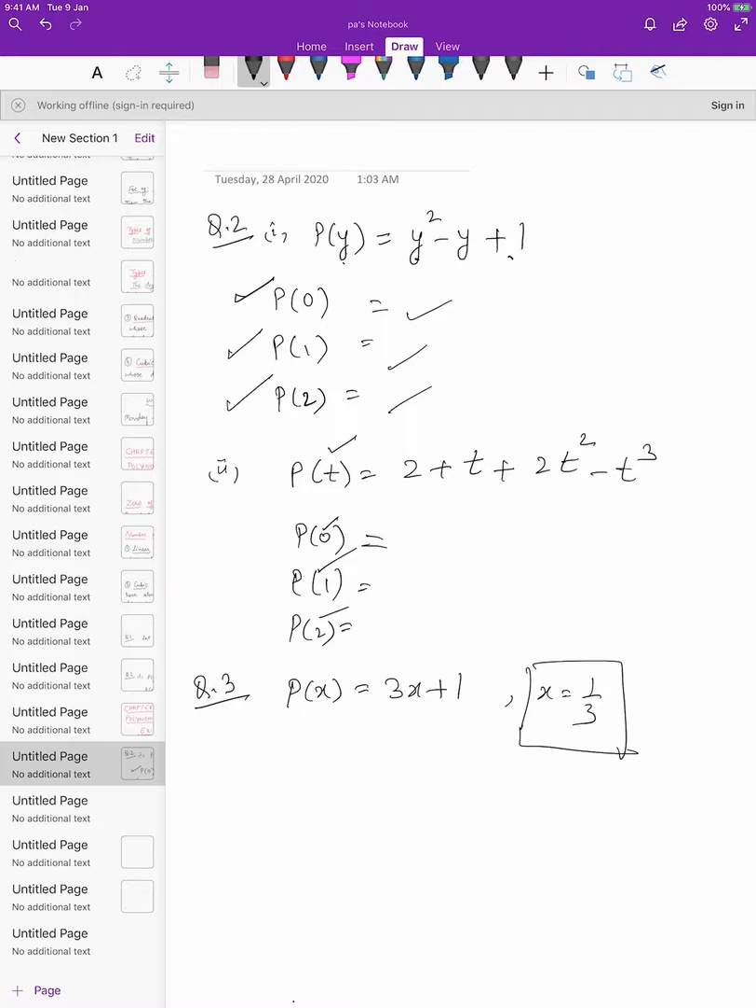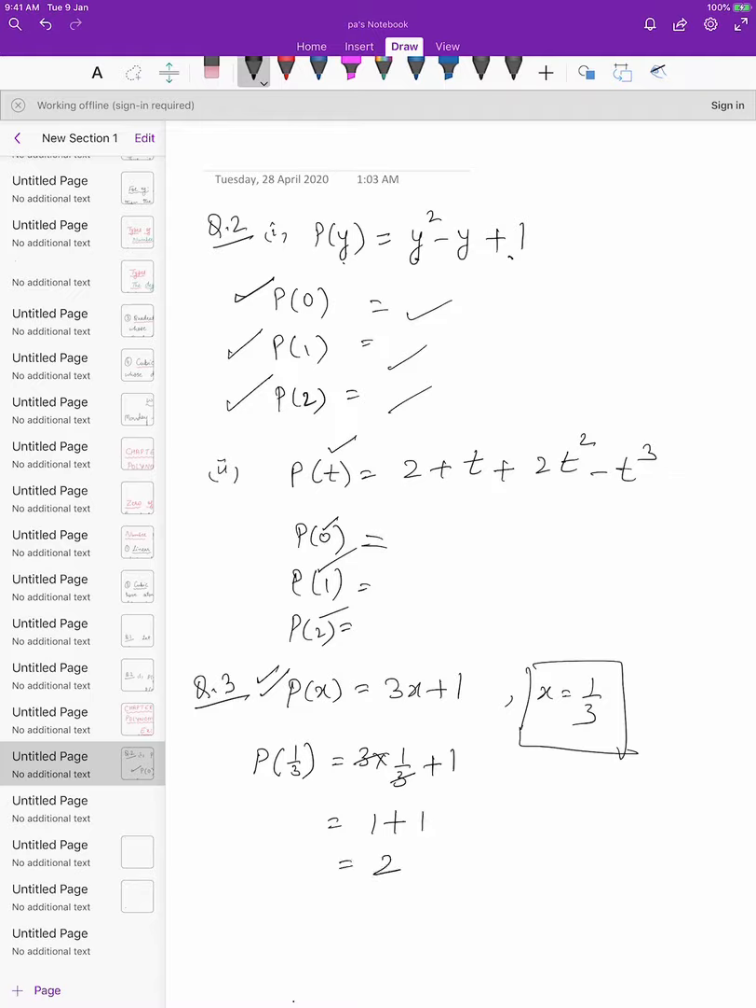You just have to check whether this is a zero of the given polynomial or not. It is called verification, not finding. So I have to verify. What will I do? I will put the value of x as 1 by 3 in the entire polynomial and I will see what value is coming out.